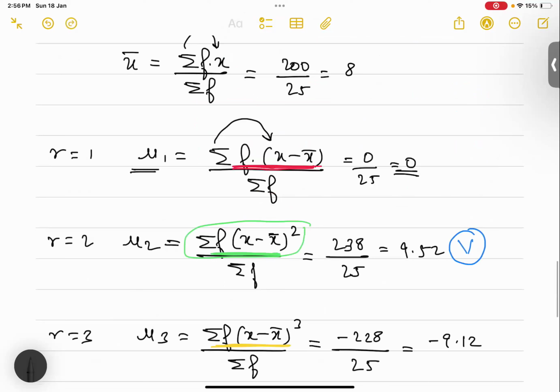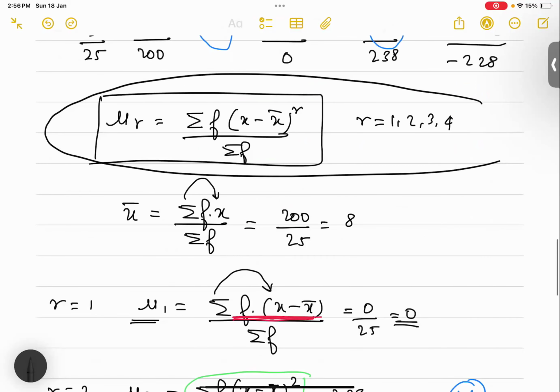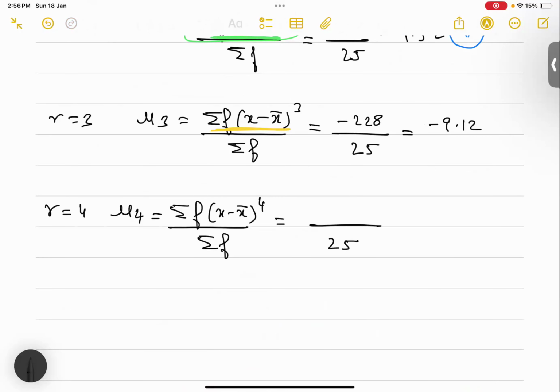Try to fit in the information very correctly. Why we are preparing this particular column is because summation is besides f into (x minus x bar) raised to 4. So (x minus x bar) the whole cube, this into this, the two green colored columns. They have to be multiplied.